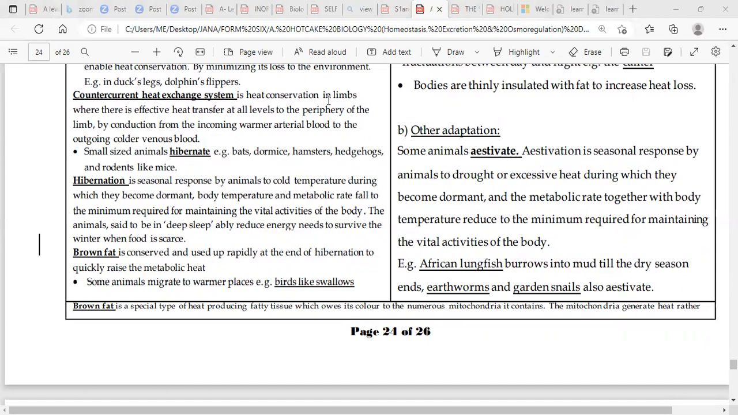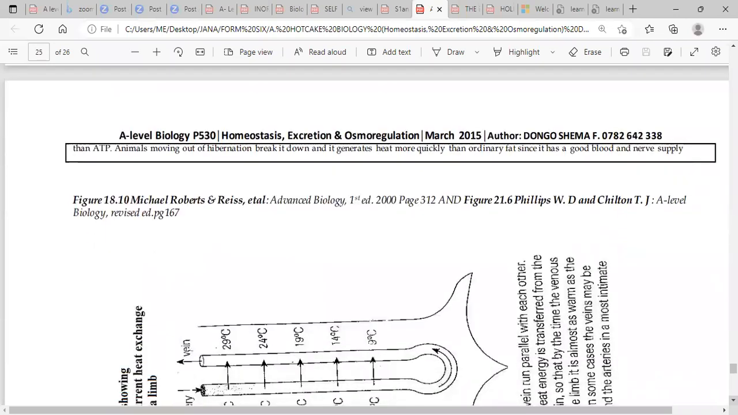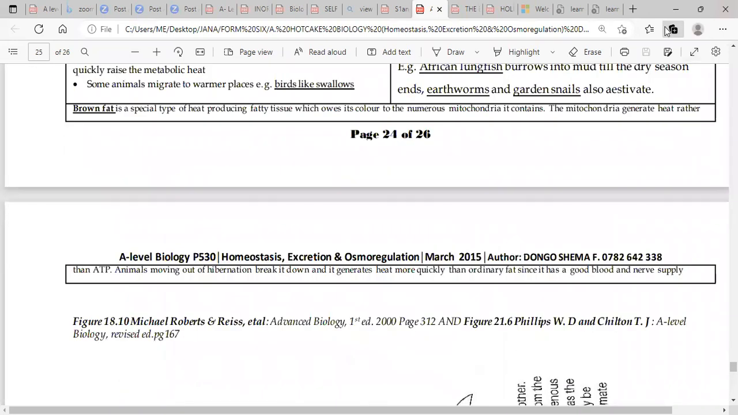Some of them migrate to warmer places, such as the swallows, those are the birds, or you can have other migratory organisms. They are able to migrate to different environments when the environmental temperature fails to favor their survival.